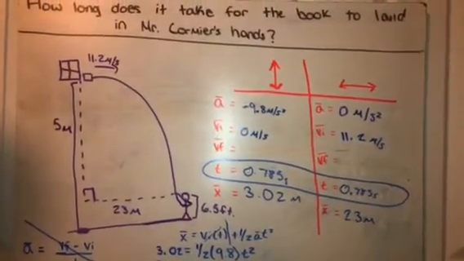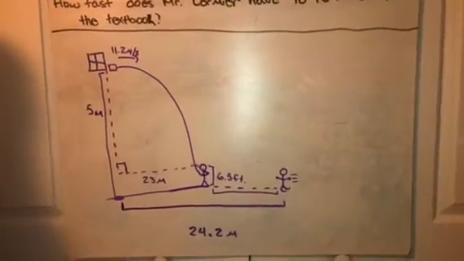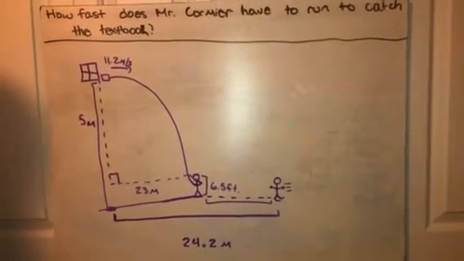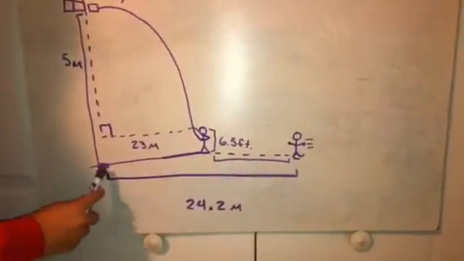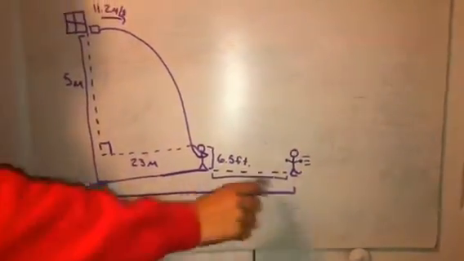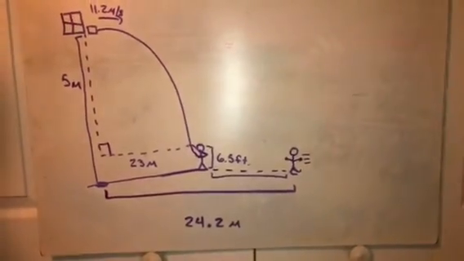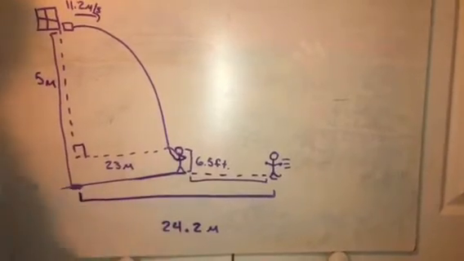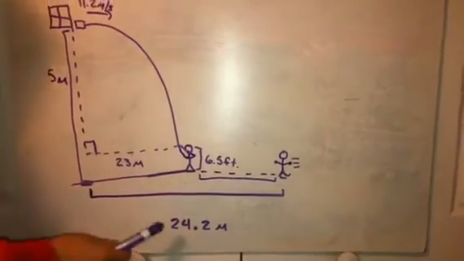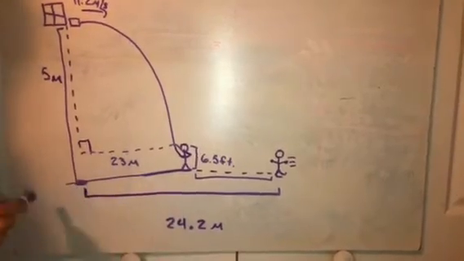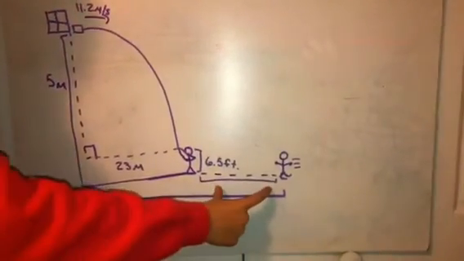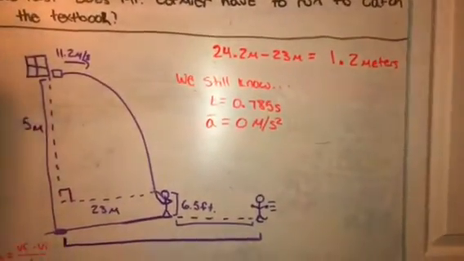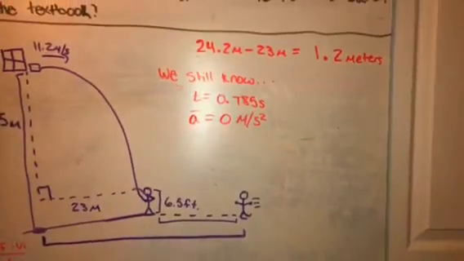Good job. Our second and last question is how fast does Mr. Cormier have to run to catch the textbook? So in our problem, we found out that Mr. Cormier happened to be standing 24.2 meters in front of the window when I dropped the textbook out. We also know that he caught it only 23 meters away from the window. Therefore, we need to take 24.2 meters and subtract 23 meters to find the distance in which he ran. So let's do that. 24.2 meters minus 23 meters equals 1.2 meters.